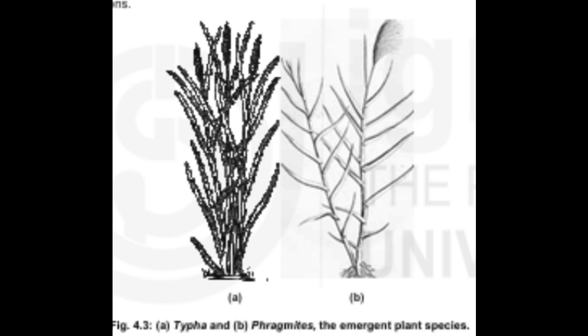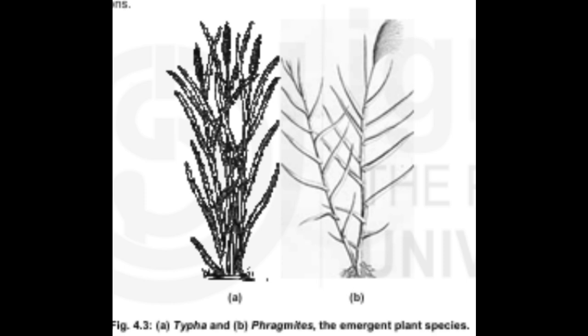Heterophyly can occur because of various causes such as age, genotype, nutrient status, and change in environmental factors such as photoperiod, temperature and moisture conditions. Fig. 4.3: a. Typha and b. Phragmites, the emergent plant species.